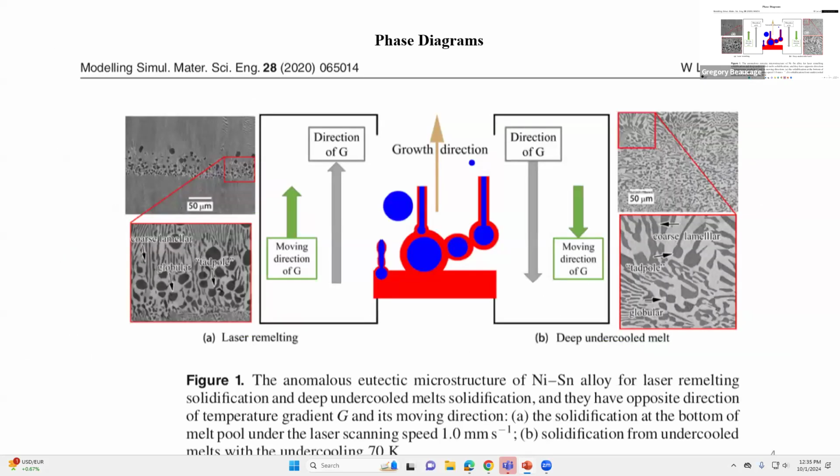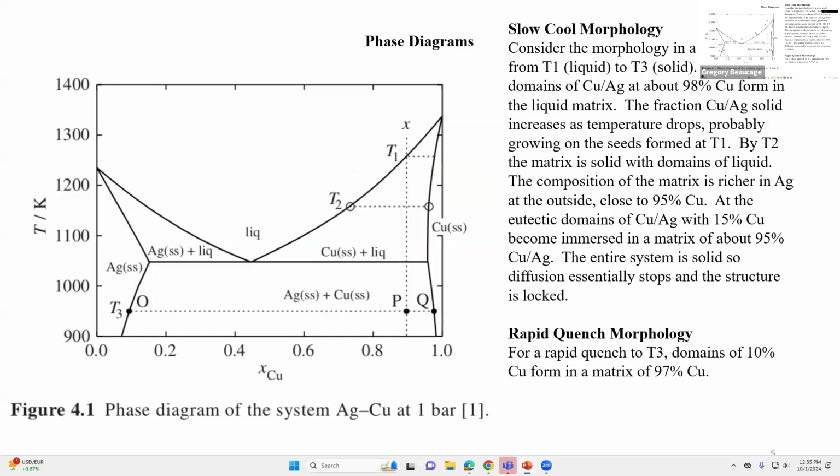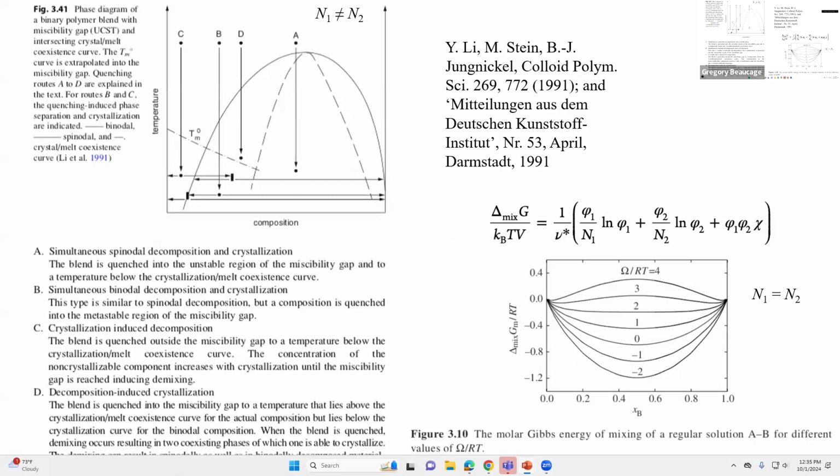Went through a little bit of the eutectic stuff. We already went through how you use a phase diagram to do kinetic studies.